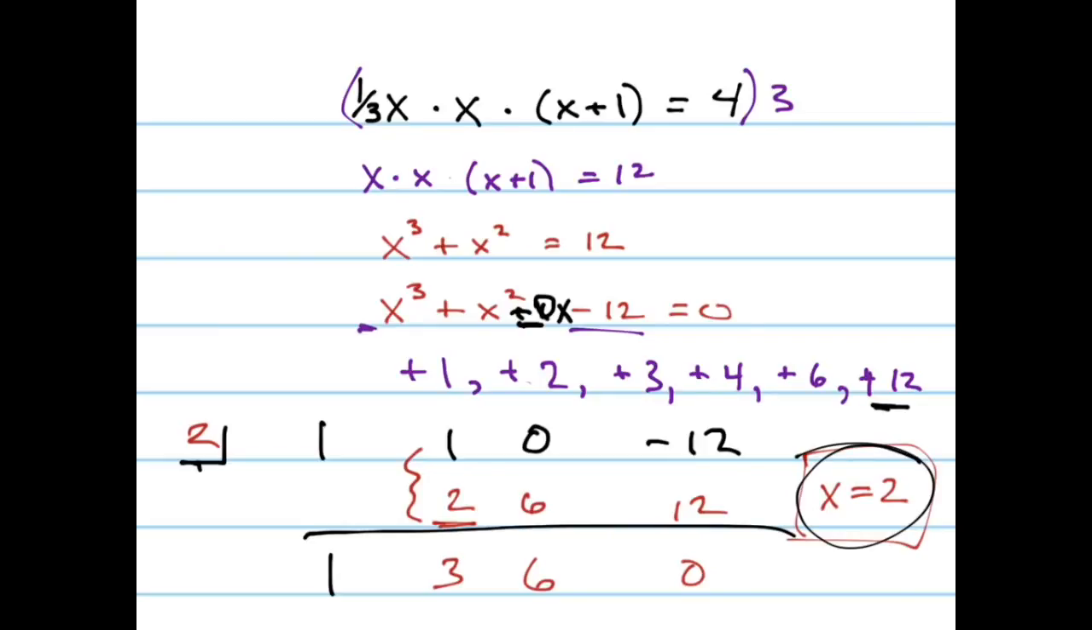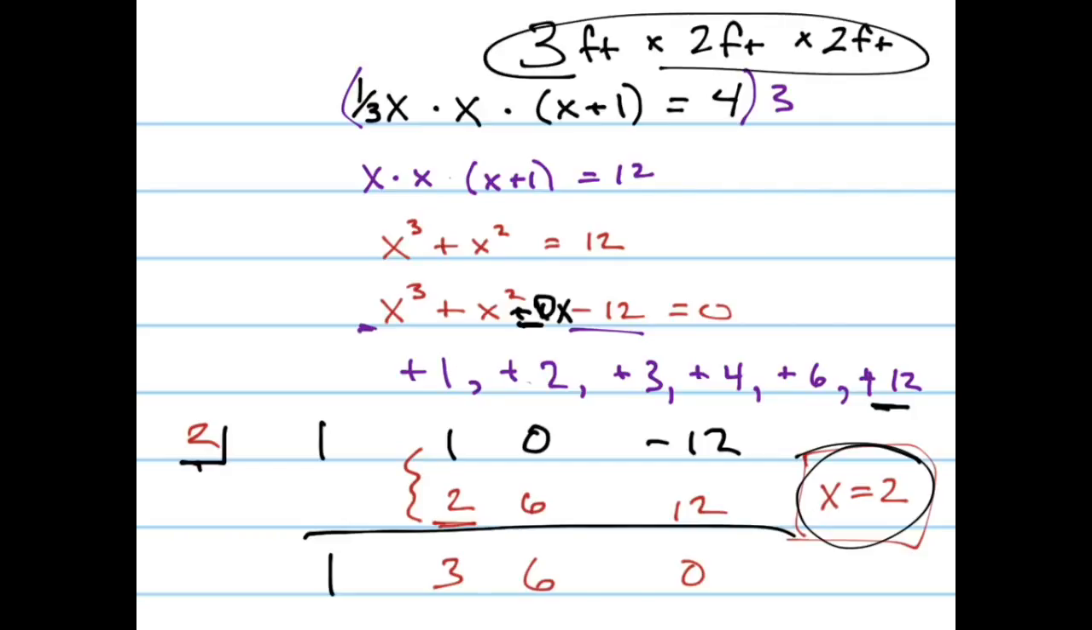What does that give us for the dimensions of our mold, Nate? If x equals 2, what are our dimensions? 3 feet by 2 feet by 2 feet. And you can check plugging those into your original equation. If you put in 2 for x, that should give you a volume of 4. Any questions?